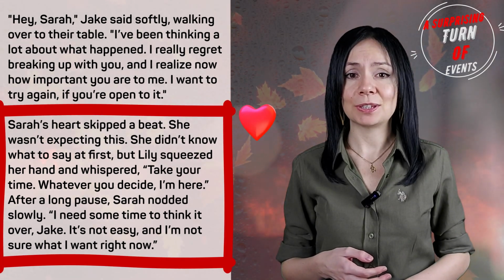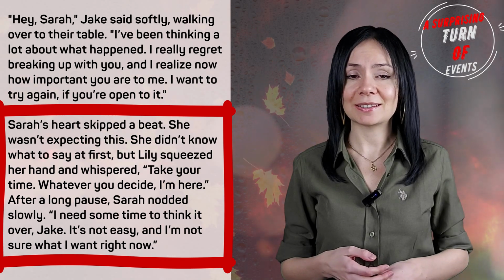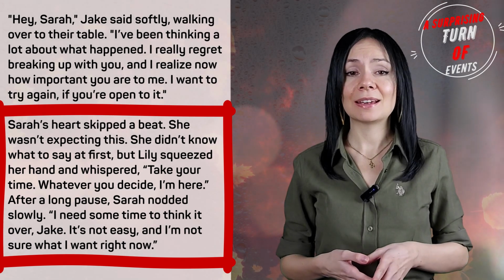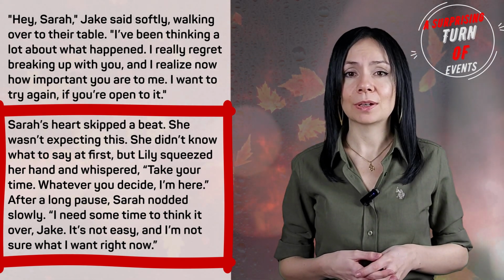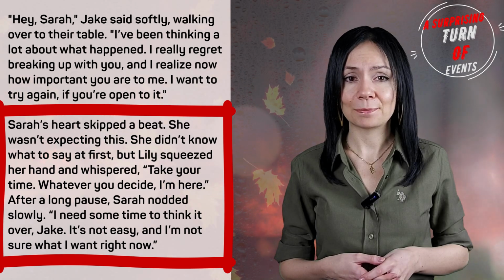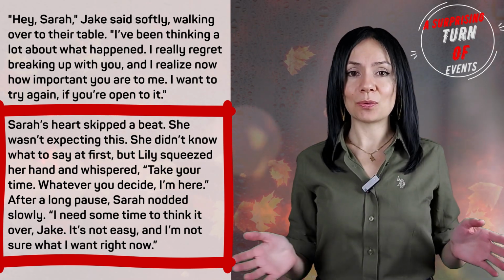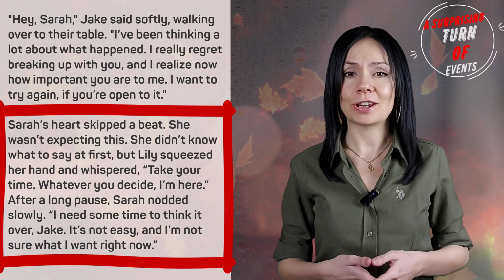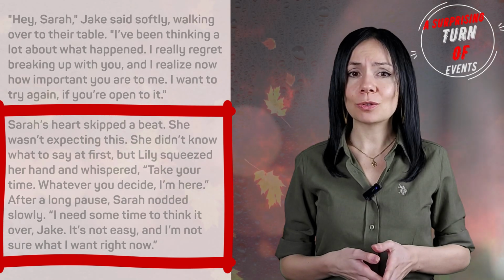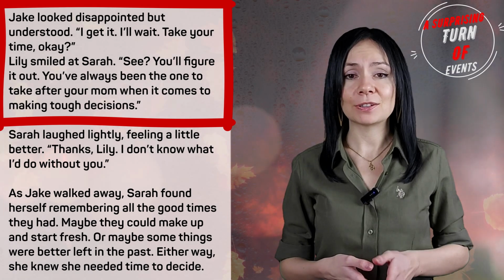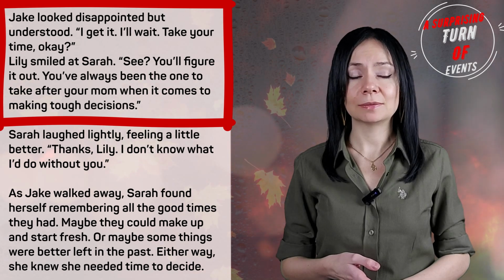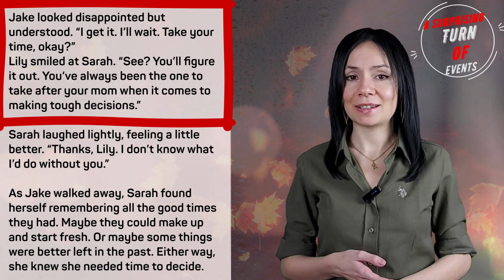Sarah's heart skipped a beat. She wasn't expecting this. She didn't know what to say at first, but Lily squeezed her hand and whispered, "Take your time. Whatever you decide, I'm here." After a long pause, Sarah nodded slowly. "I need some time to think it over, Jake. It's not easy, and I'm not sure what I want right now." Jake looked disappointed, but understood. "I get it. I'll wait. Take your time, okay?"